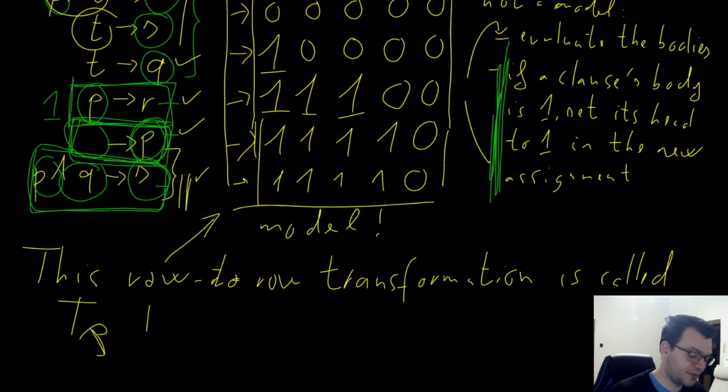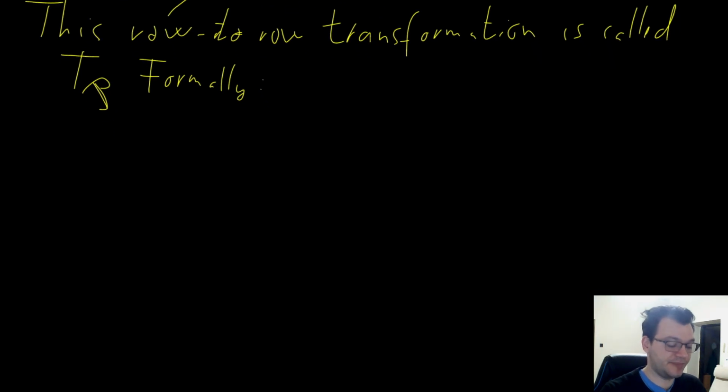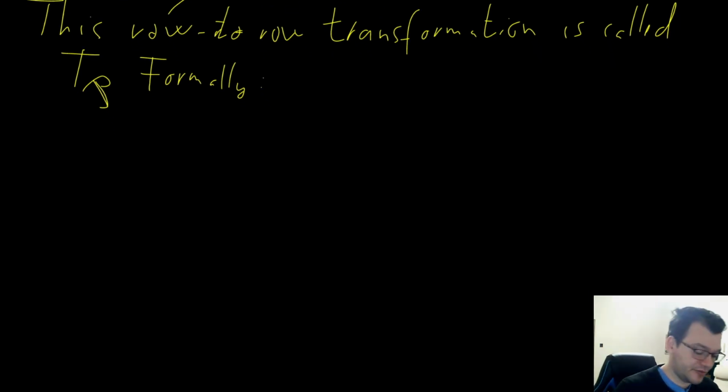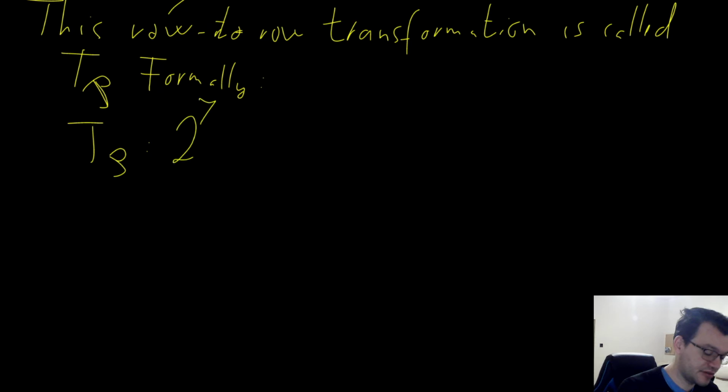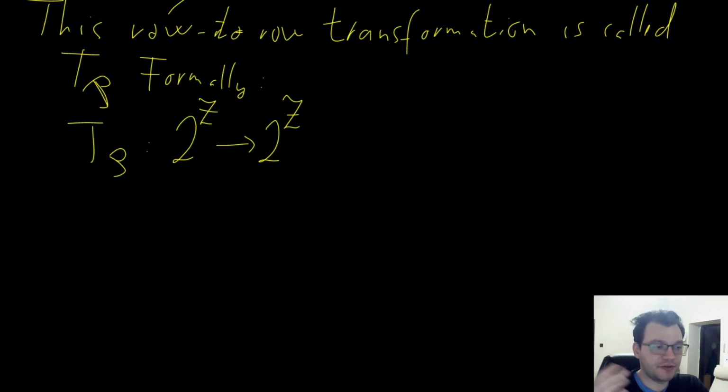And formally, and I'm just moving this guy up. So we have a TP function, a function TP, which takes an assignment and outputs another assignment, or the same assignment. So it maps assignments to assignments. Remember, an assignment is just a mapping from the set of variables to the poset 2, which is denoted by 2 to the z, so it's fine.